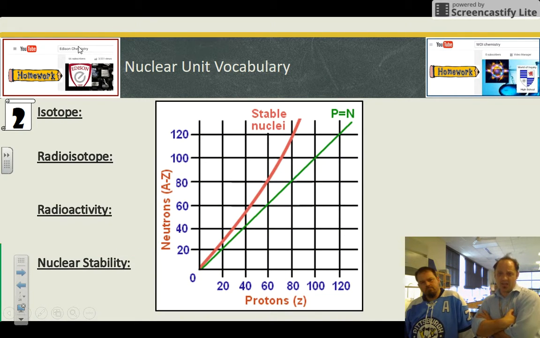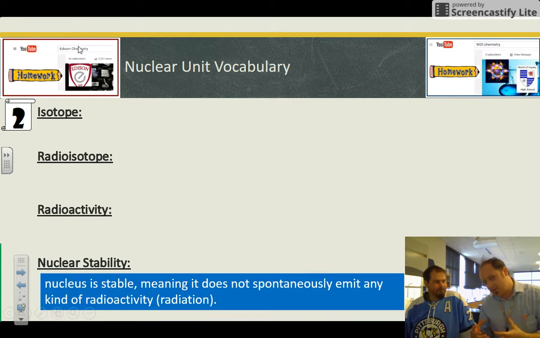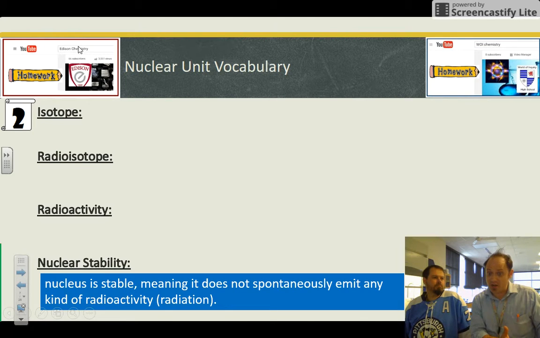Nuclear stability, on the other hand, is actually a ratio. There's a perfect prime ratio of protons to neutrons that for some reason keeps the nucleus together. When the number of neutrons starts to change, that nucleus becomes a little bit unstable and can spontaneously disintegrate, fall apart, and release radioactivity, also known as radiation.